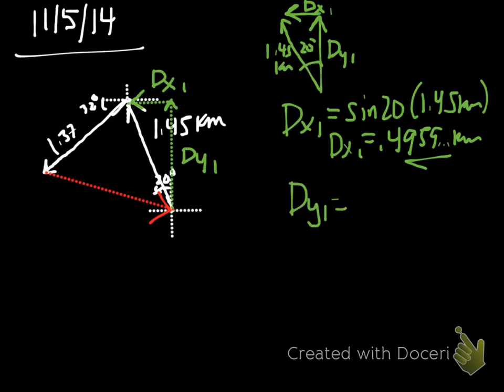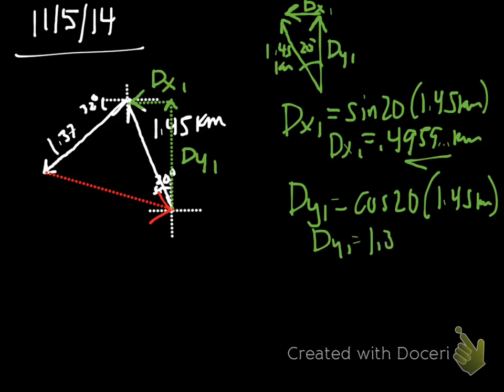So dy1, because it's adjacent to that 20 degrees, is the cosine of 20 times 1.45 km. So dy1 is 1.36255, etc. km, and dy1 is upward. It's in an upward direction.